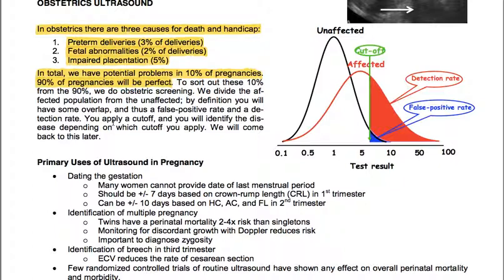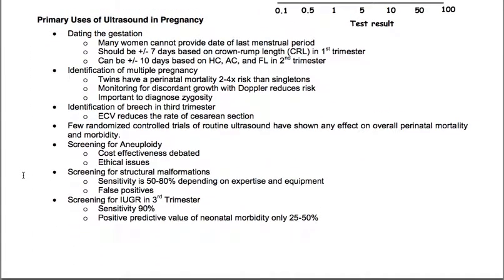By definition, we divide the affected population from the unaffected. By definition, you will have some overlap and a false positive rate and detection rate. So you will apply a cutoff. Primary uses for ultrasound in pregnancy are dating the gestation. In fact, many women cannot provide the date of their last menstrual period. It should be more or less 7 days based on crown rump length in first trimester and can be more or less 10 days based on AC and FL in second trimester.